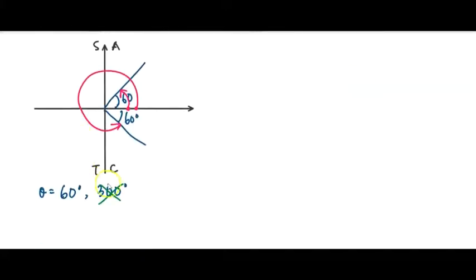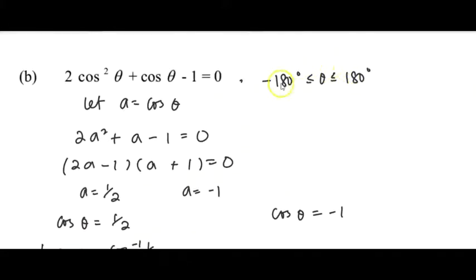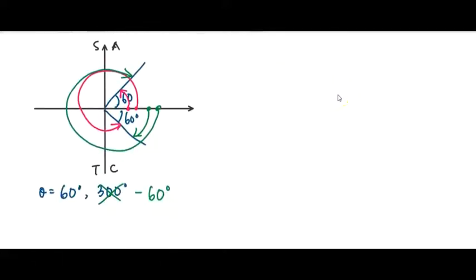So I would just delete the 300, and now you need to consider the negative angle by rotating from the positive x-axis in the clockwise direction. So the second angle that we have is negative 60 degrees. As you rotate to the second line, you already exceed our range, so that angle is not going to be accepted as an answer. So we only have two answers here for the first equation: one is 60 degrees, the other is negative 60 degrees.